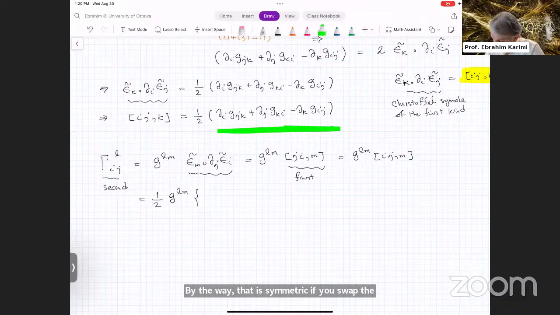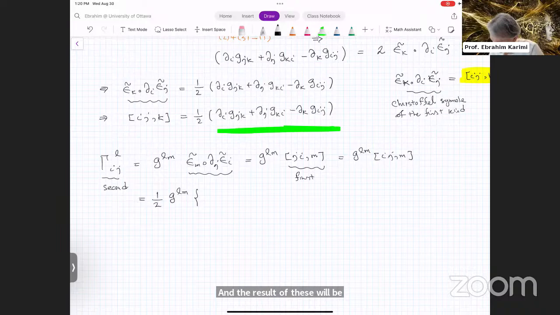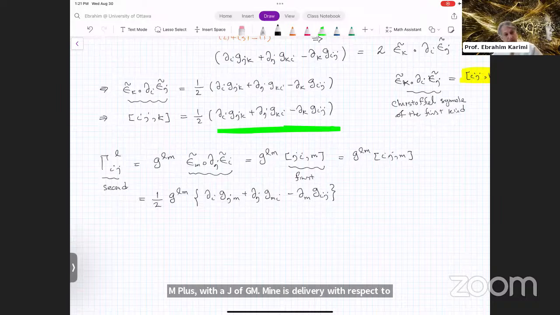And the result of this will be equal to the derivative with respect to I of G J M plus the derivative with respect to J of G M I minus the derivative with respect to M of G I J. Okay, and this brings us to the conclusion.